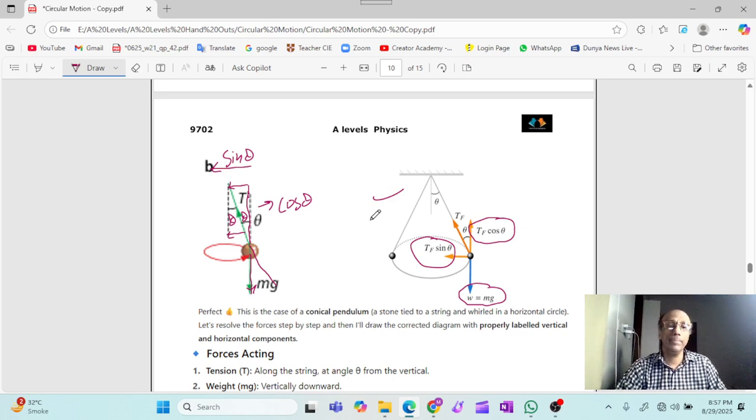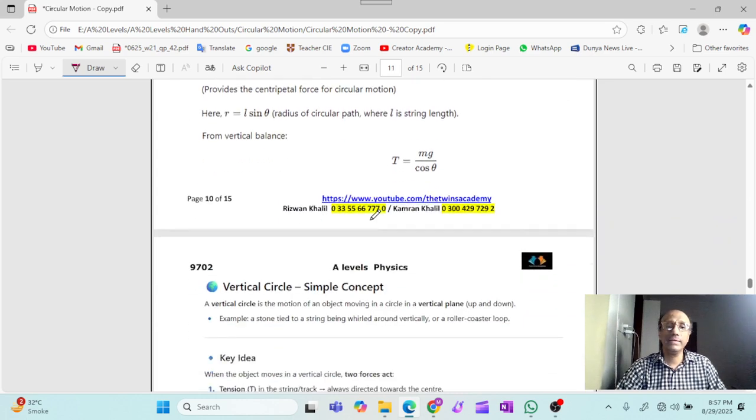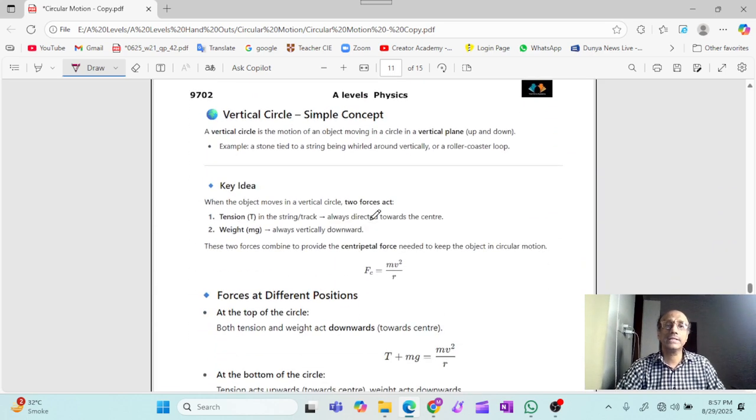And then after that, the vertical circle. A simple concept: a roller coaster, and a stone tied to a string and being whirled around vertically like this. These are examples of the vertical circle, and these are examples of the horizontal circle.